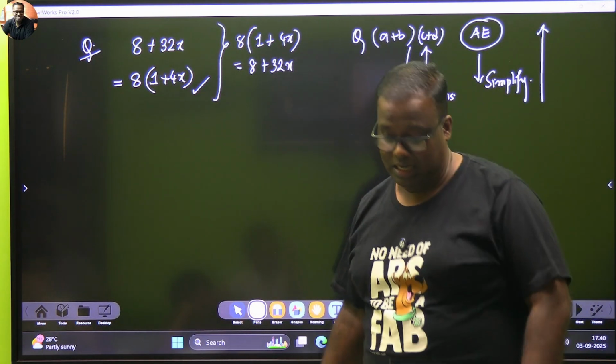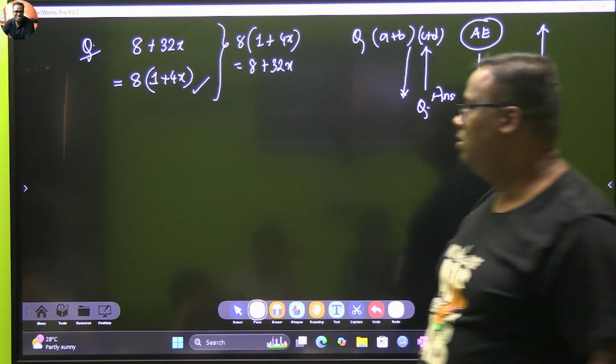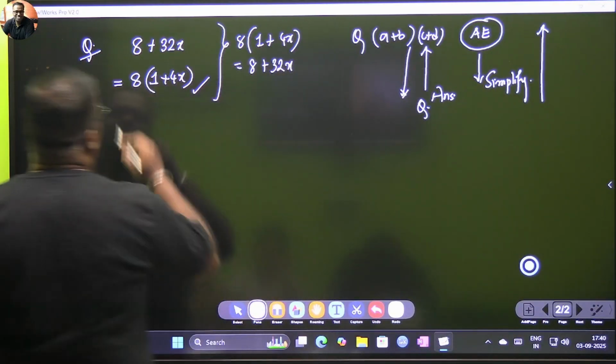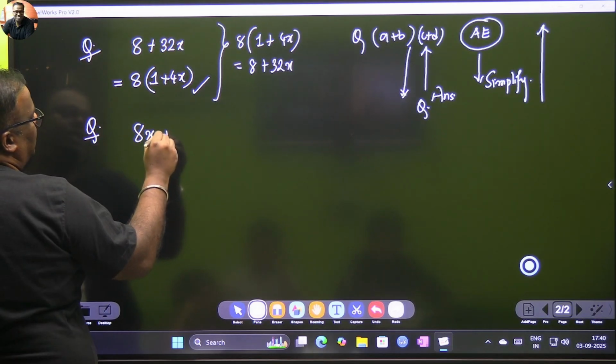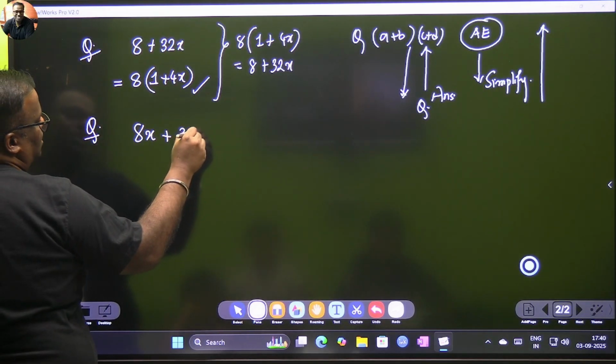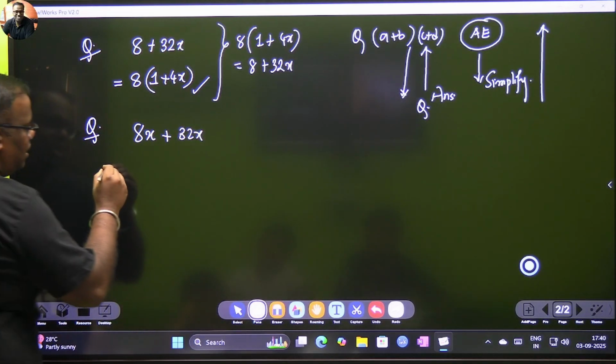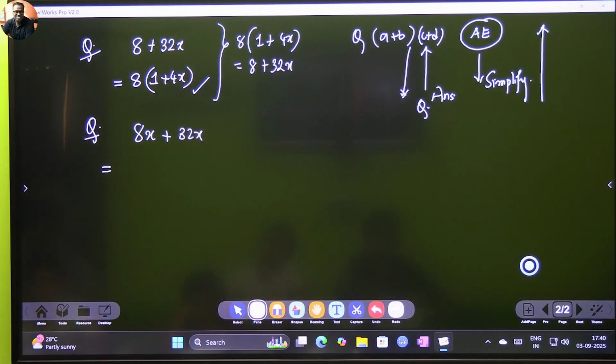Understand? Let's see something more. Okay. Now, let's take the same problem. We will iterate on this problem itself. Let's make it 8x and let's make it 32x now. Now I say that when I go for common, you're like a dacoit.